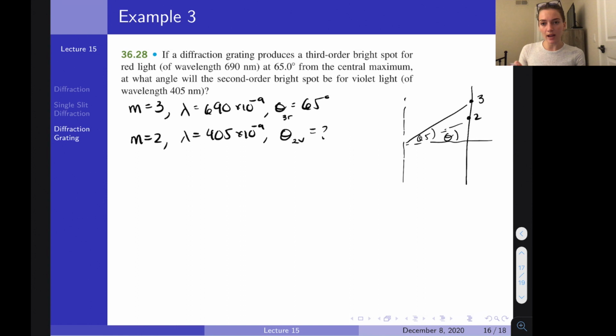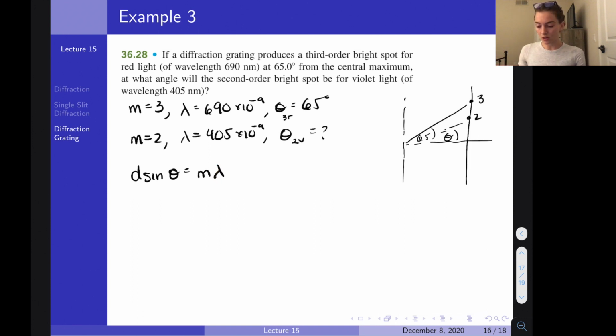So now it's the same diffraction grating. So when we write d sine theta is equal to m lambda, for both of these cases, d is going to be the same, right? Because we're using the same diffraction grating, so obviously d can't change. But theta is going to change, obviously m is going to change, and lambda is going to change.